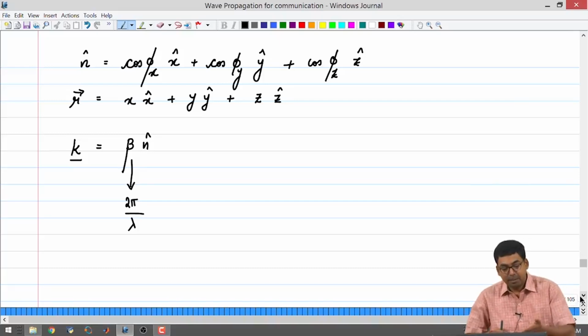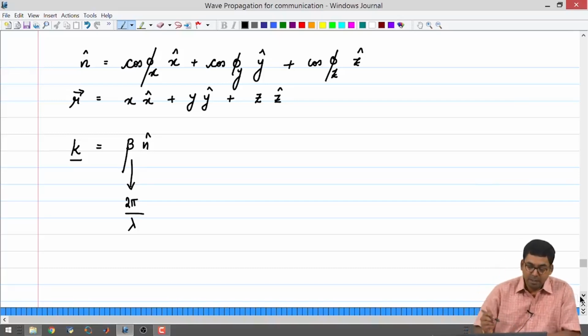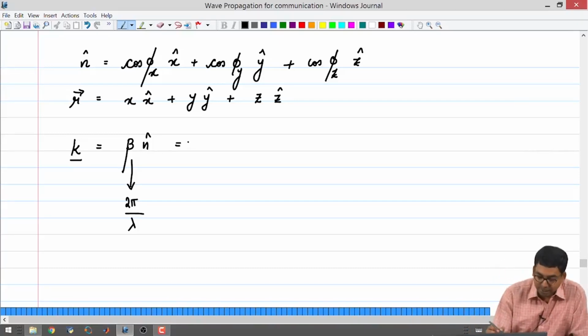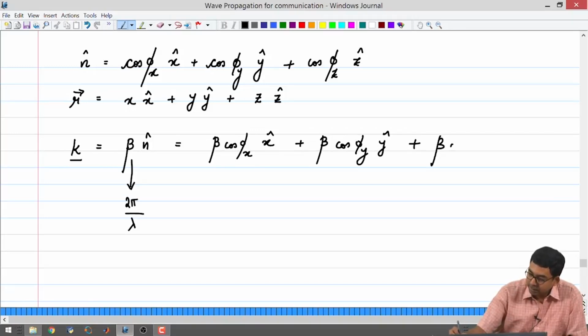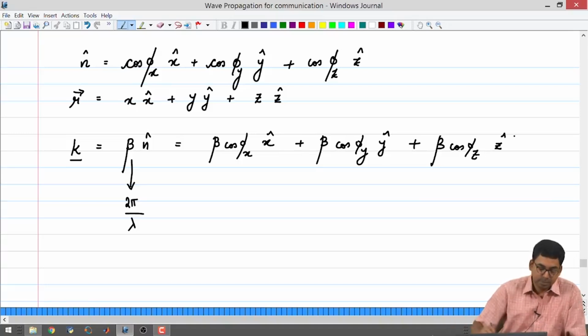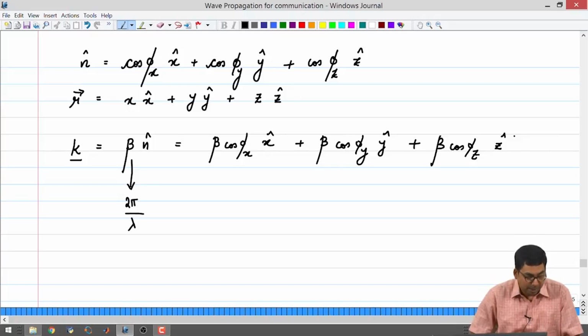So, beta multiplied by n hat, which means that the expression for the k vector is beta cos phi x x hat plus beta cos phi y y hat plus beta cos phi z z hat.